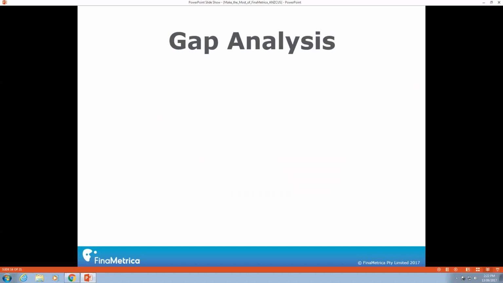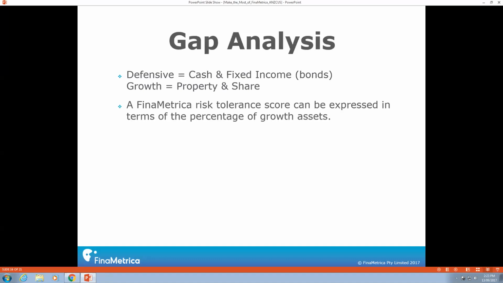So what does a FinaMetrica risk tolerance score of 40 mean in terms of investments? Broadly, the expected risk and return of a well-constructed portfolio is determined by its growth defensive split, where defensive includes cash and fixed interest, and growth is your property and shares. A FinaMetrica risk tolerance score can then be expressed in terms of the percentage of growth assets your client will be comfortable with. So that a score of 40 for John equals 32% growth assets, meaning that John will be comfortable with a portfolio that has 32% growth asset in it.